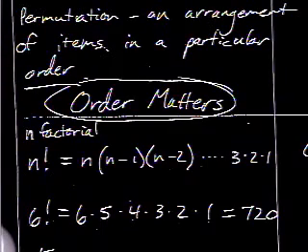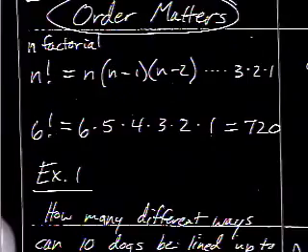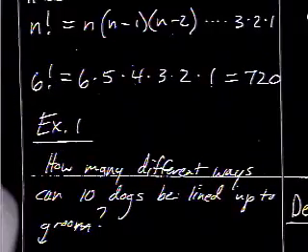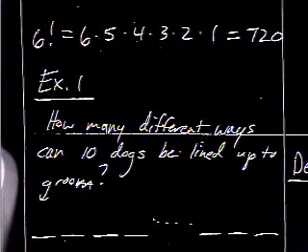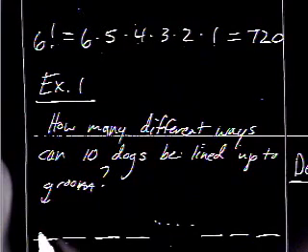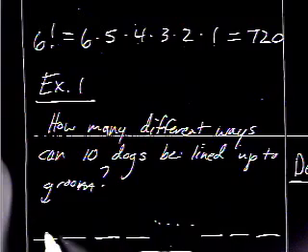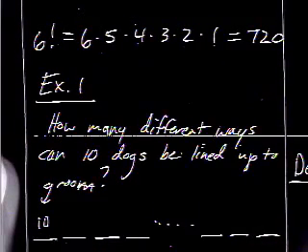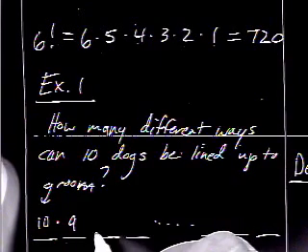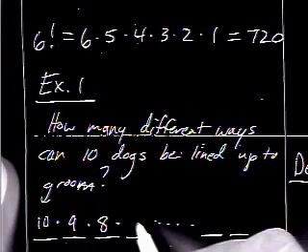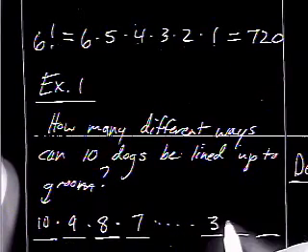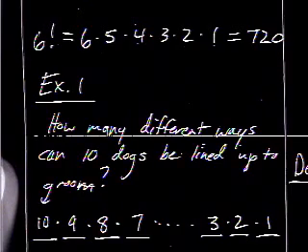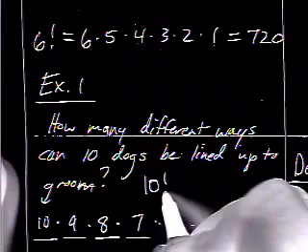We can use our calculators for that. How many different ways can 10 dogs be lined up to groom? That's kind of a weird story problem. But in the first spot for the first dog to be groomed, we could put 10. There's 10 different dogs that could be put in that spot. But once we've chosen the first dog, then we only have 9 dogs to choose from for the second spot. The multiplication counting principle says that we can multiply all those things together. So that is 10 factorial.